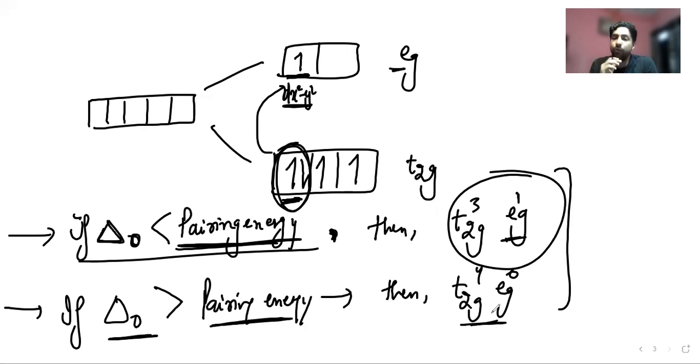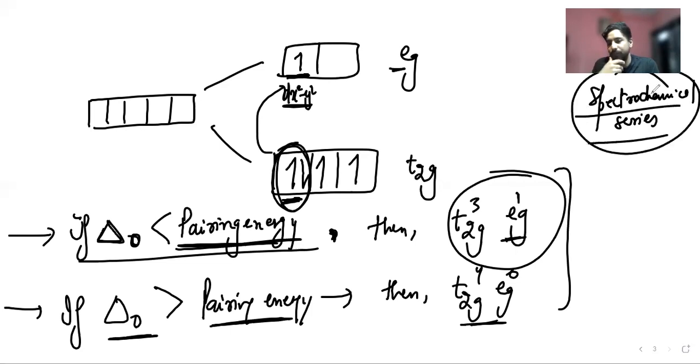Now how will it be determined? That will be based upon the type of the ligand, and that we get from the spectrochemical series, in which the ligands are arranged on the basis of the field they produce. That is a different topic. So this will be decided on the basis of the ligands.